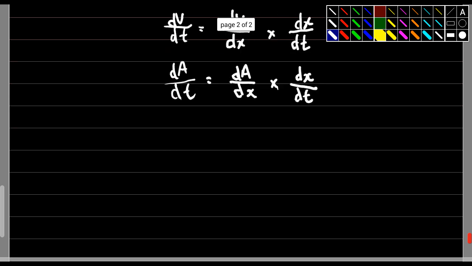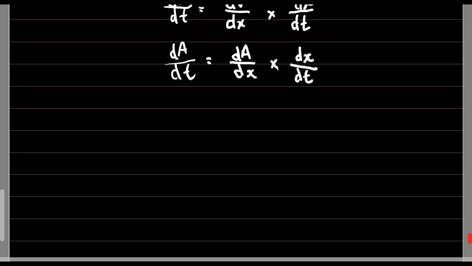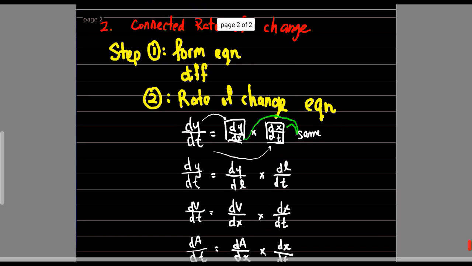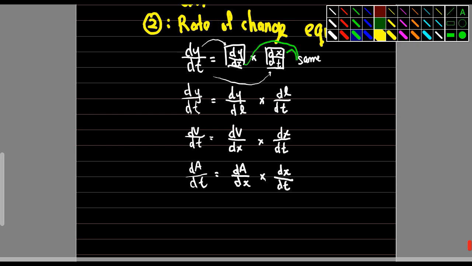Okay. Now let us take a look at the steps. So I have step number 1, form equation. Step number 2, write the rate of change equation. What is step number 3? So I want to sub in the values. I also want to then find my unknown, right? So let's take a look at, you read question 6 first.